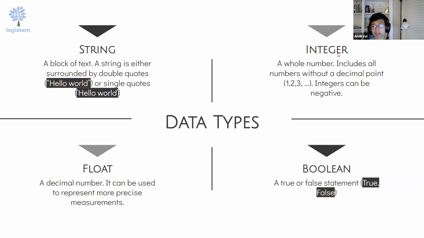Another data type is an integer. An integer is a whole number. It includes all counting numbers without a decimal point, like 1, 2, 3, 4, 5, and the negative counterparts as well. So it could be -1, -2, -3, -4, -5.